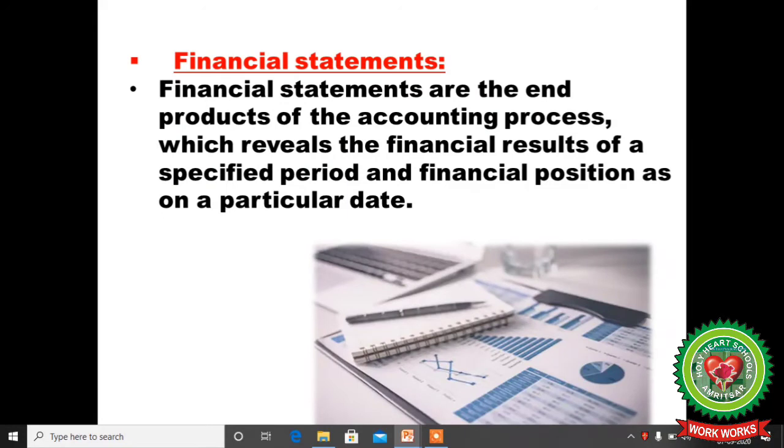Next key term, financial statement. Financial statements means when you want to know about the company's financial position, you need the records. Okay, and all these statements come under the financial statements. Financial statements are the end products of the accounting process which reveal the financial results of the specified period and financial position as on a particular date.